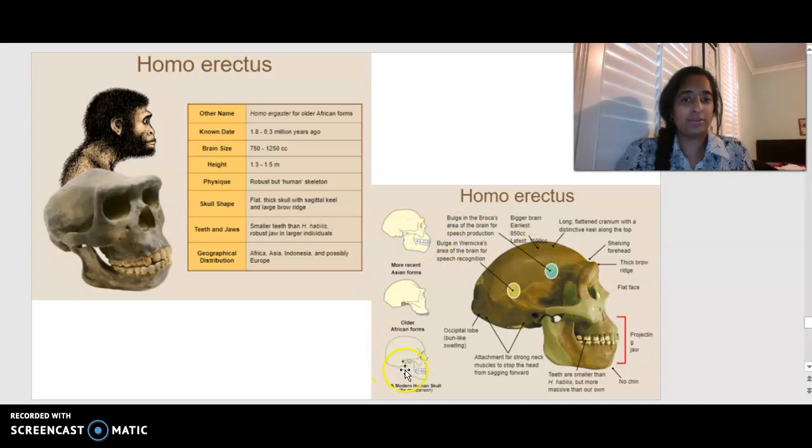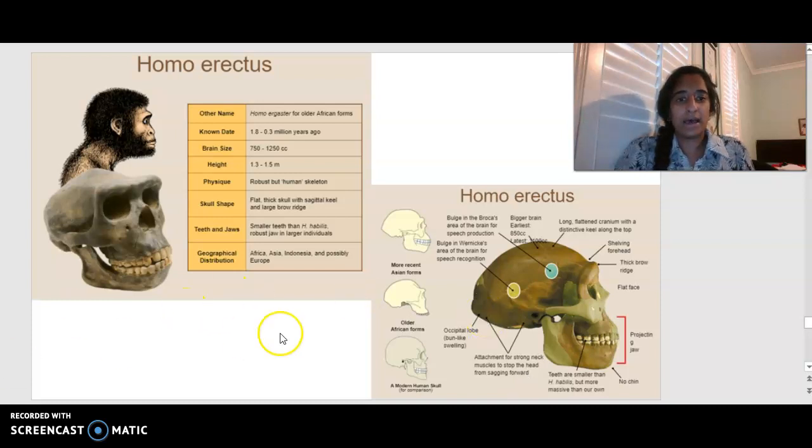And now again, looking here, you can compare it to our modern human. The brain size is bigger, thick brow ridge is still there, face is now flattening, we've got a projecting jaw, no chin still, teeth are smaller than Homo habilis, but bigger than what we know our teeth to be now, and there is attachment for strong neck muscles to stop the head from sagging forward, okay, so that upright posture is becoming a little bit more obvious.